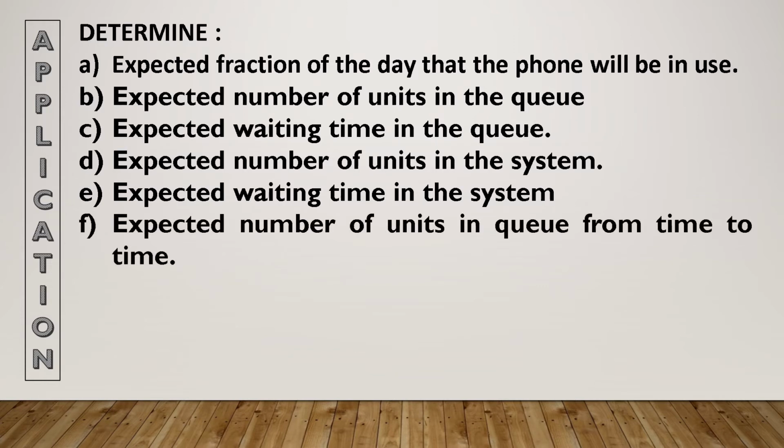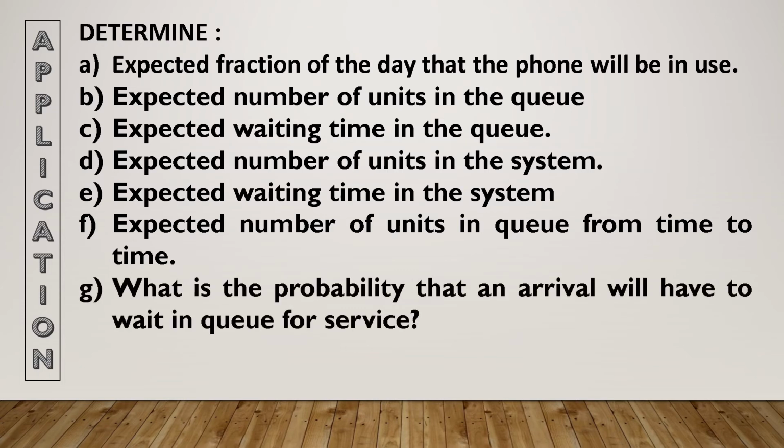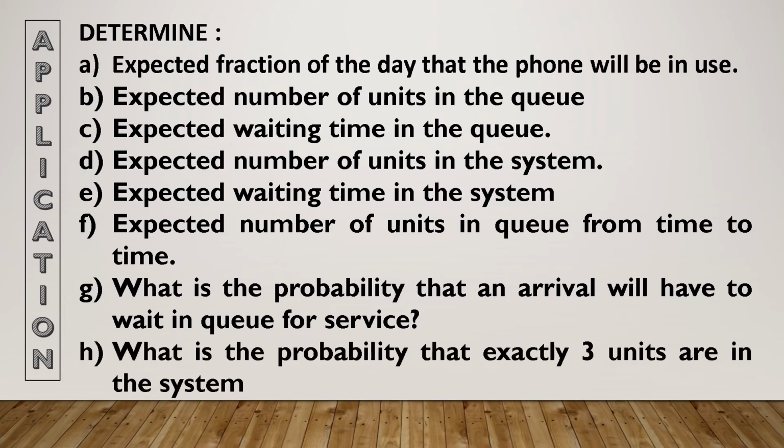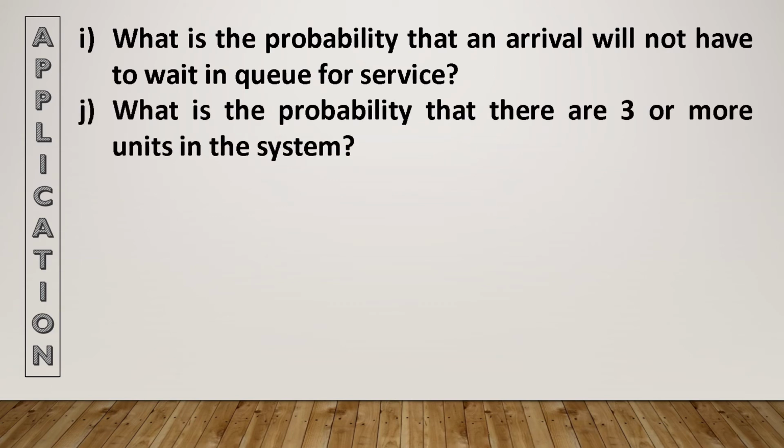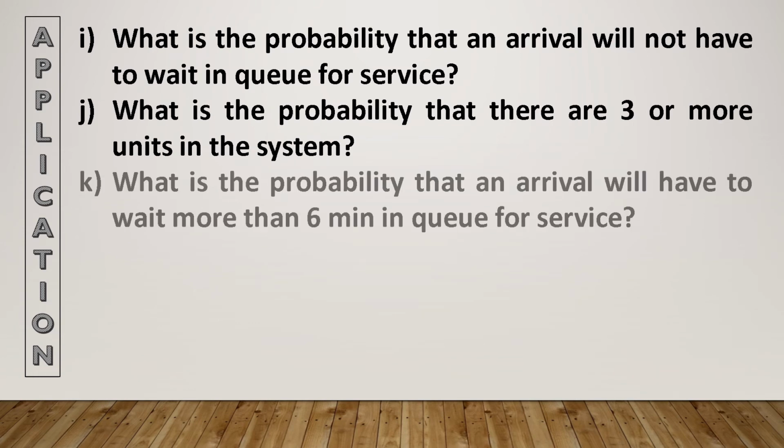Next, expected number of units in queue from time to time. Next, what is the probability that an arrival will have to wait in queue for service? Next, what is the probability that exactly 3 units are in the system? Next, what is the probability that an arrival will not have to wait in queue for service? Next, what is the probability that there are 3 or more units in the system?